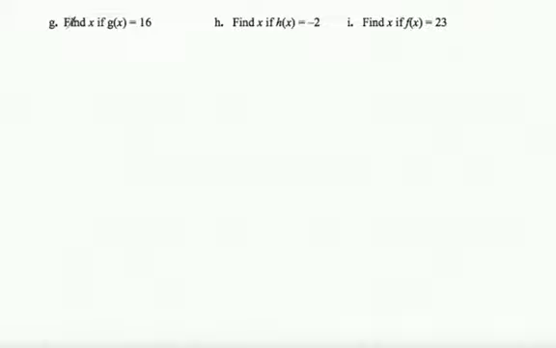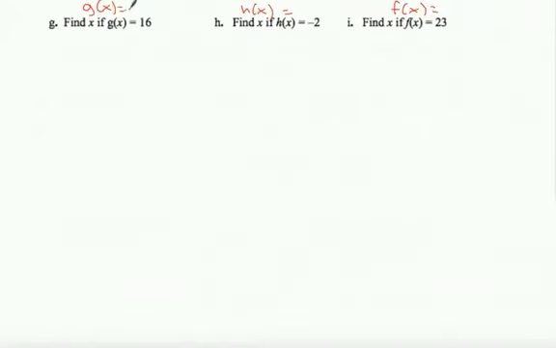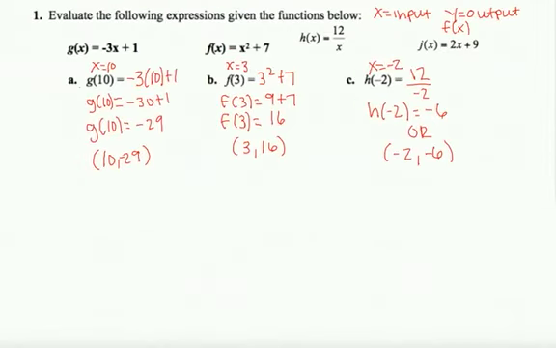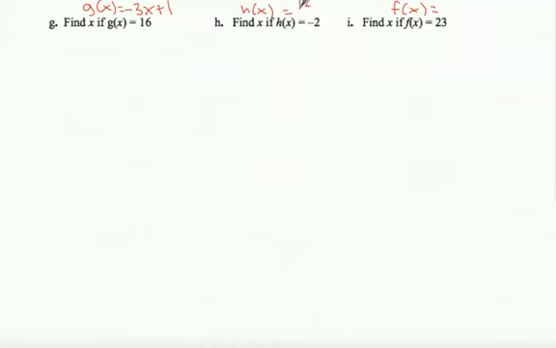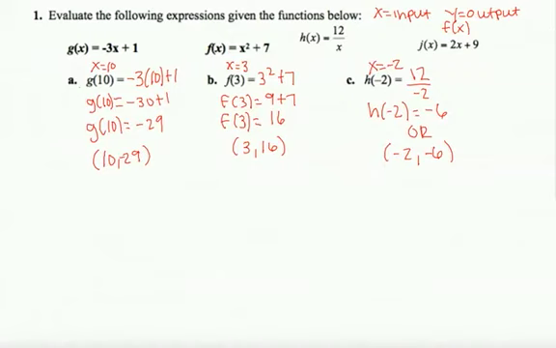All right, so on G, H, and I, we're going to kind of be going backwards a little bit. So it asks us to find x if g of x is equal to 16. So I'm going to go back to the beginning so that I have my g of x equals and my h of x equals and my f of x equals, just so I know what those were originally equal to and I can see them on this page. So g of x was equal to -3x plus 1. And h of x was equal to 12 over x. You guys don't have to worry about this because you've already got it on your page. And f of x was equal to x squared plus 7.